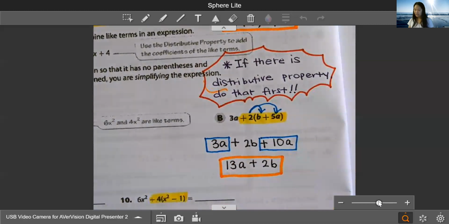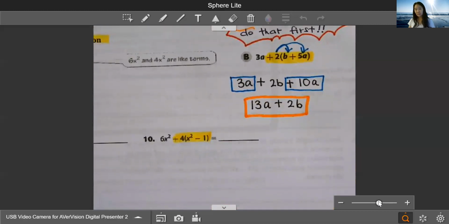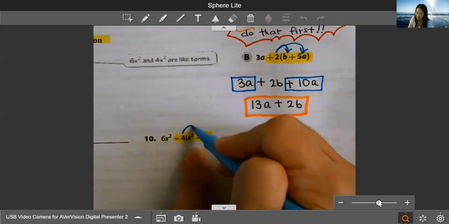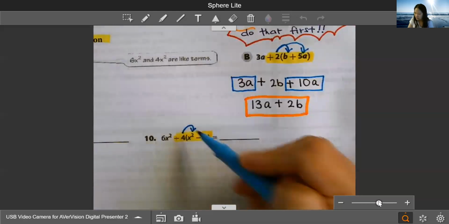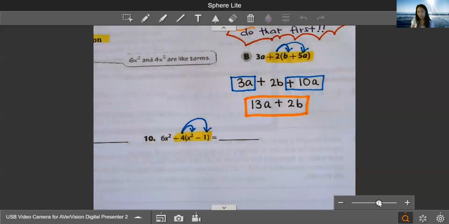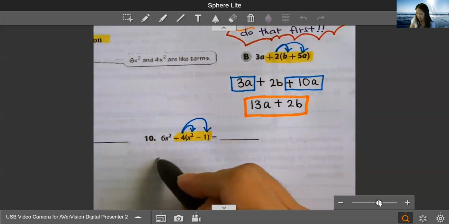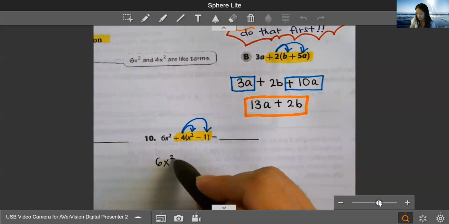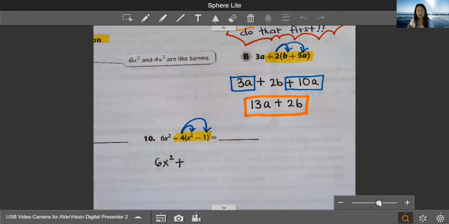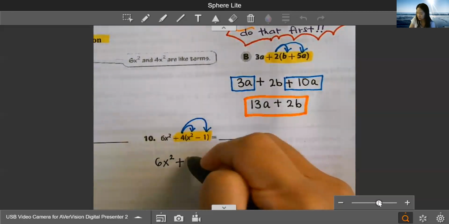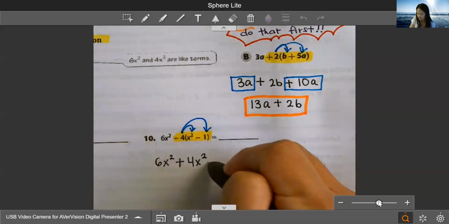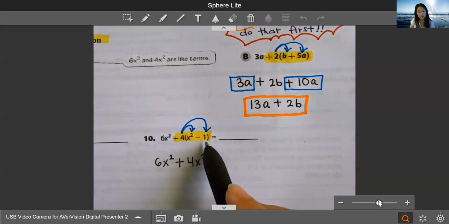Now, let's do one more practice. This is the last one in the notes. So again, I have this distributive property, 4 times x to the second power minus 4 times 1. So bring down the 6x to the second power plus, now 4 times x to the second power is 4x to the second power minus 4 times 1 is 4.